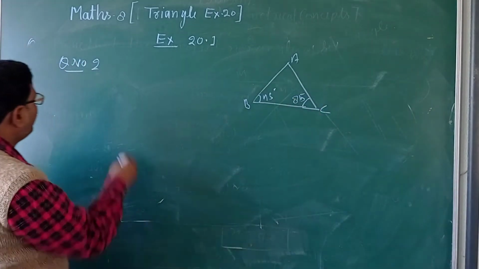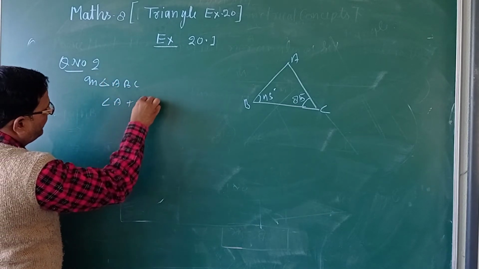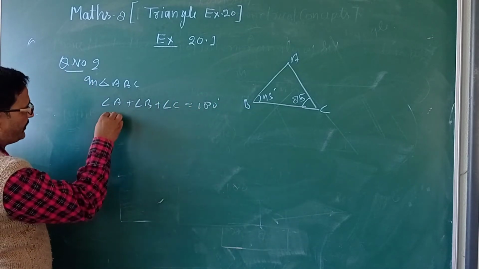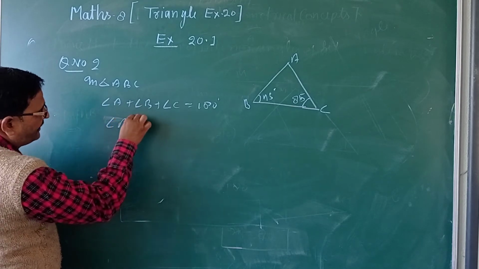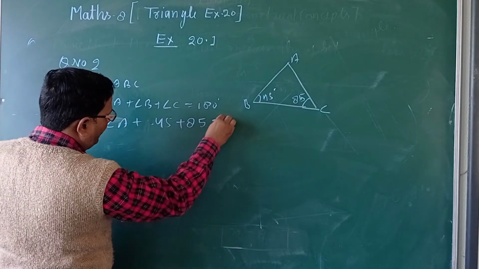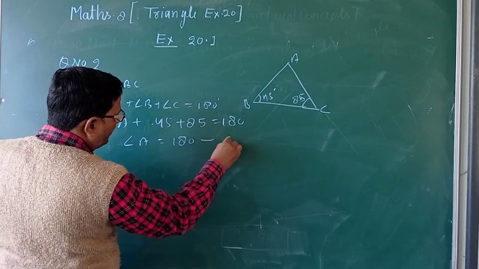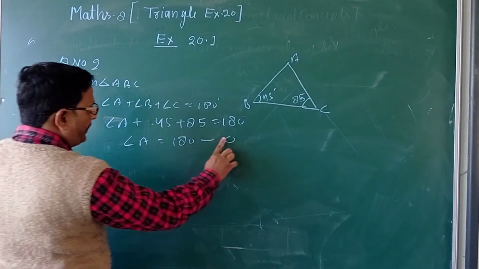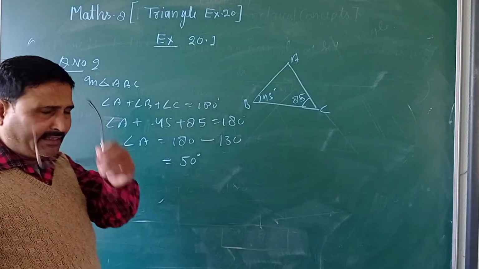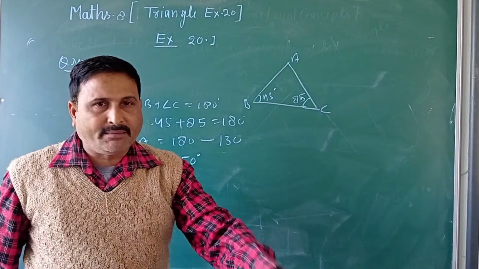Very simple question. In triangle ABC, angle A plus angle B plus angle C is 180 degrees. Angle A you have to calculate. B is given 45, C is 85. Angle A is equal to 180 minus the sum, 130. What is coming? 50 degrees. It is not necessary that angle A will be 50. Any angle should be 50 degrees, because here the name of the angle is not given.